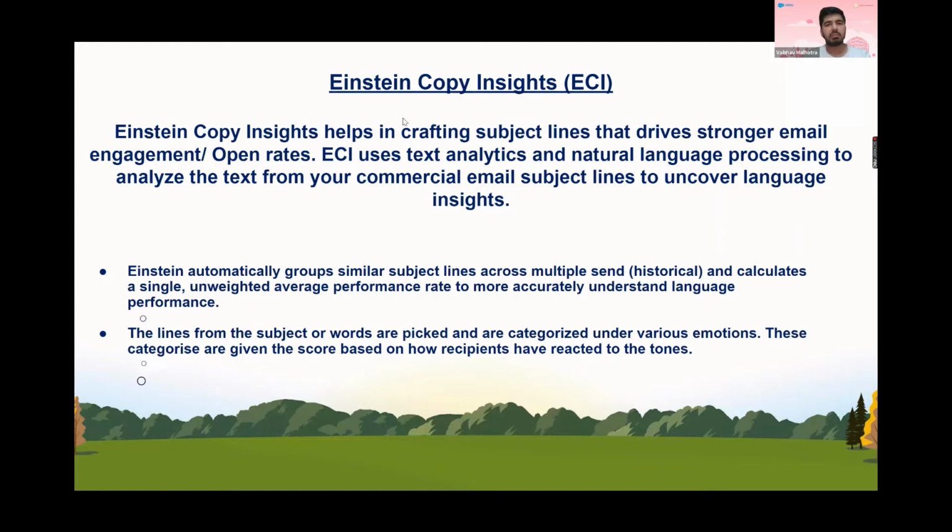Similarly, what Einstein Copy Insights does is it analyzes all the emails that you have sent to the customer, and then it categorizes your subject line into different categories depending upon the tone you have used, the category, and then the category can be promotional or transactional.